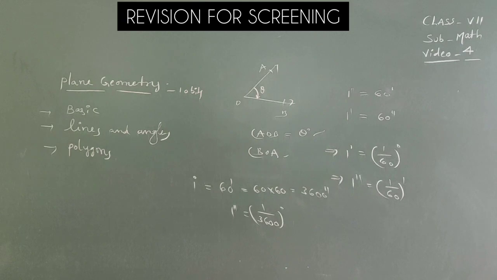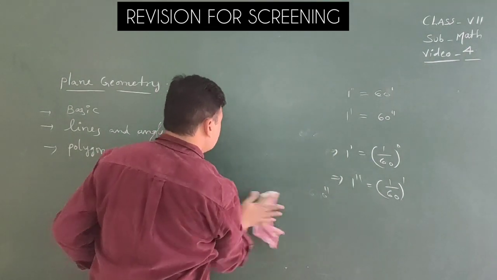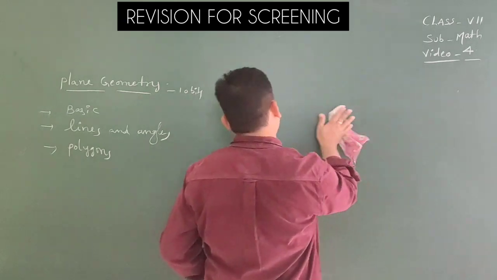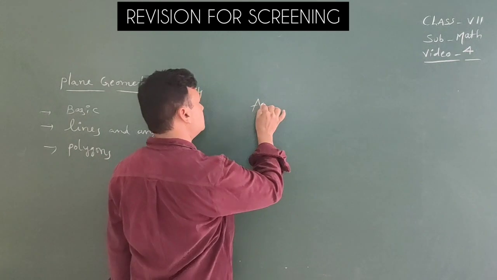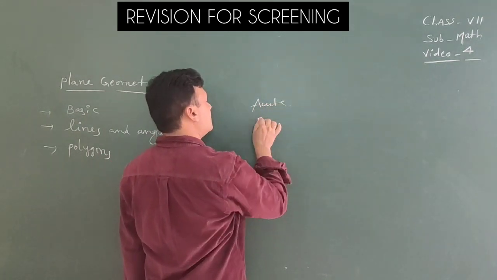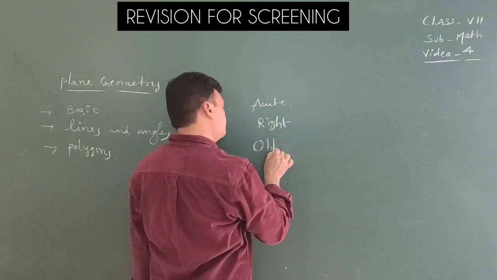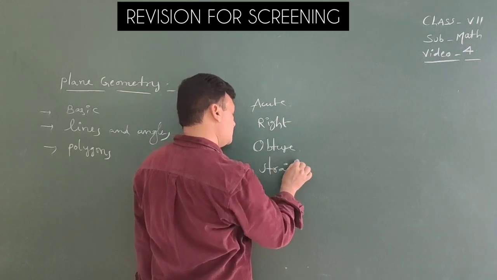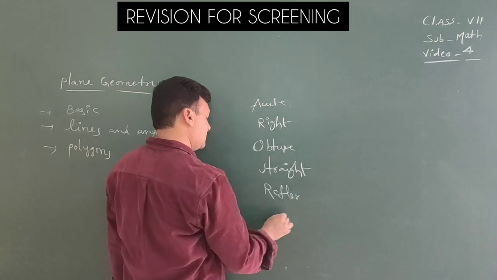Angle, this one. Next, types of angles. We are aware of these types of angles. Acute angle we have, obtuse angle we have, right angle. Okay, acute, right, obtuse, straight, reflex, complete.